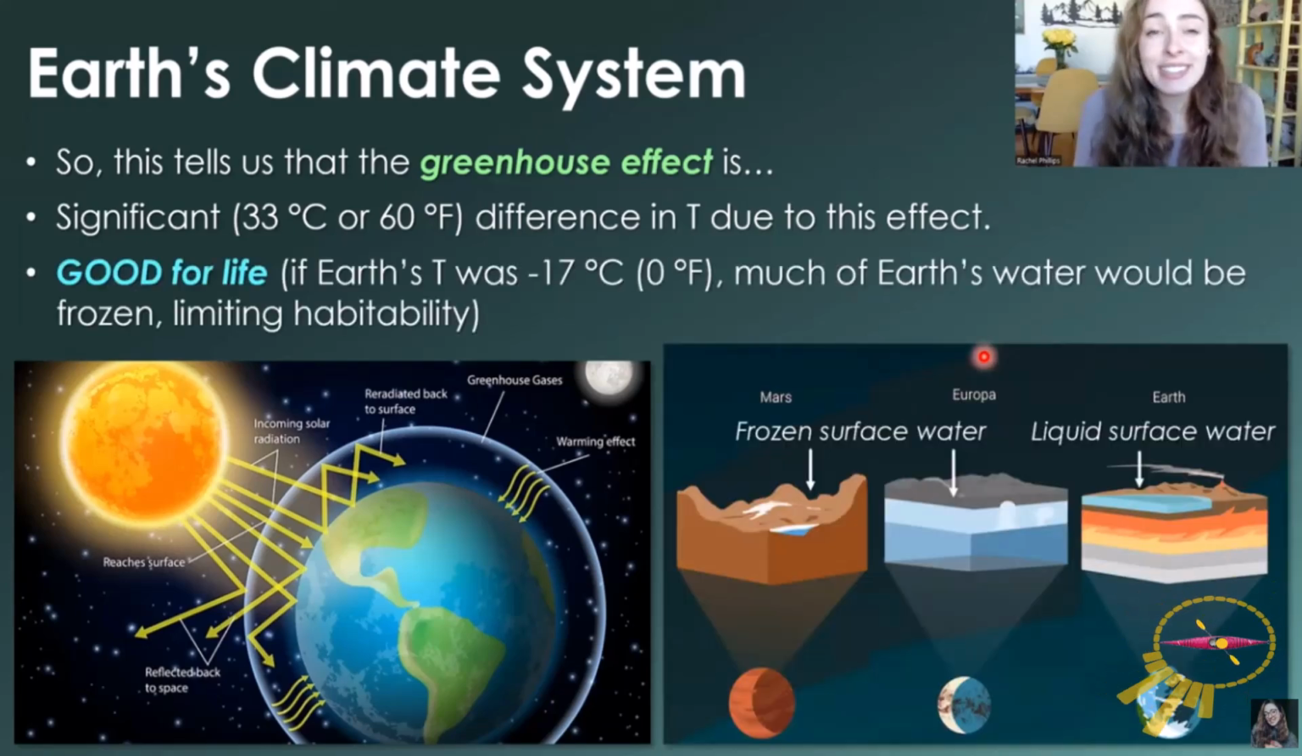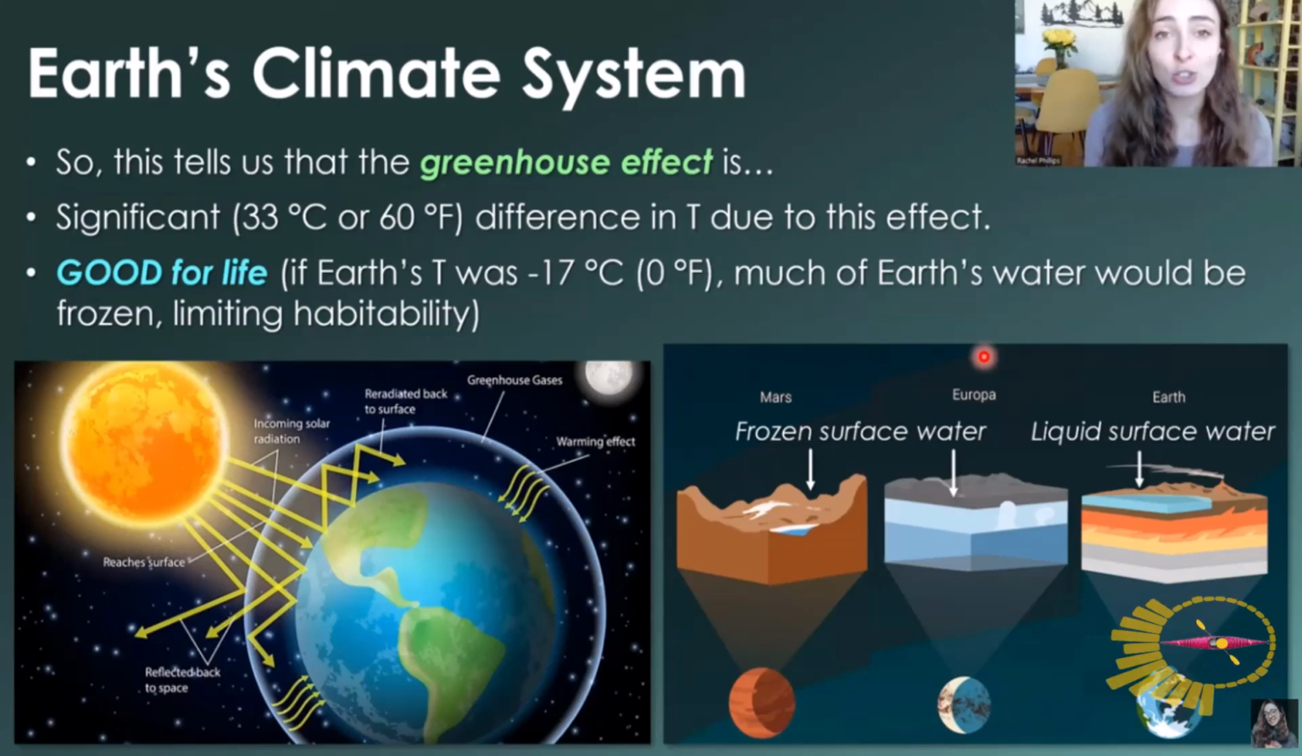And despite the negative connotations surrounding the greenhouse effect currently on Earth, it is actually really important. It is essential for life on Earth. If Earth did not have its greenhouse effect, again, it would be closer to that temperature we calculated based on the in equals out scenario, about negative 17 degrees Celsius, which would mean that Earth's water would not be liquid at the surface, it would be frozen, and that would limit or completely wipe out any possibility of habitability on Earth.